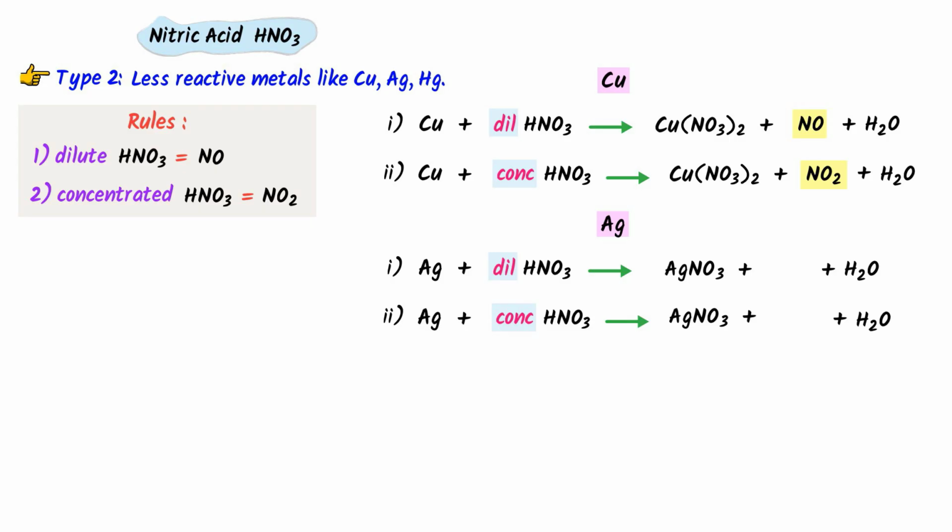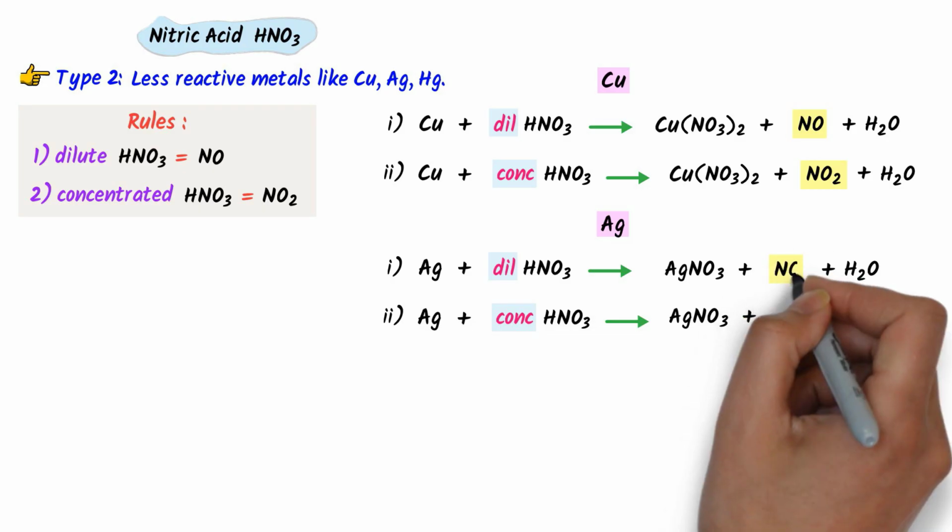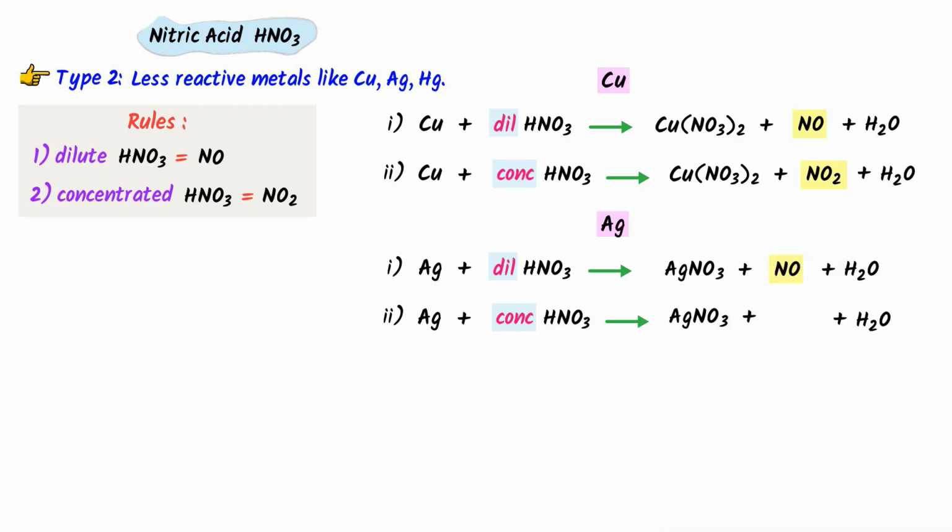According to the rule, when silver reacts with dilute nitric acid, nitric oxide gas is produced. Secondly, when silver reacts with concentrated nitric acid, nitrogen dioxide gas is produced. Thus, these are the two important reactions of silver with nitric acid. Lastly, consider another less reactive metal like mercury.